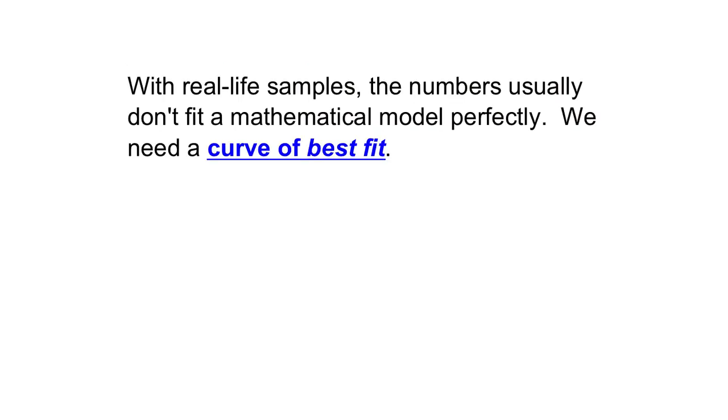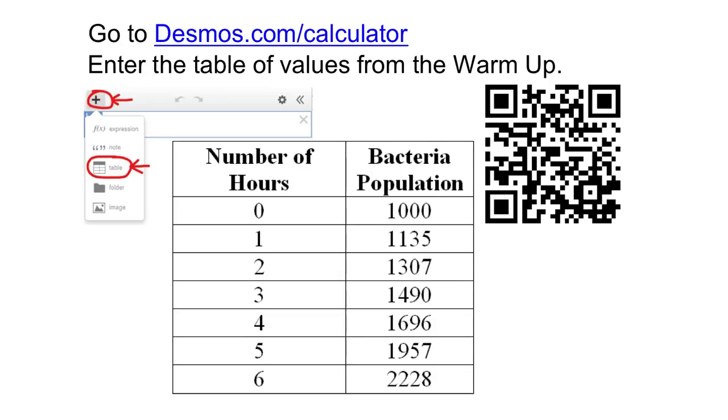I mentioned this in the warm-up, but with real-life samples, the numbers usually don't fit a mathematical model perfectly. We need a curve of best fit. Now in grade 9 and 10, you might have talked about a line of best fit when you make a scatter plot, but that only works for a linear model. If you have a quadratic or an exponential model, then you'll have a curve of best fit. So I want to show you how you can use software to find the curve of best fit for your model. Now you can try to follow along.